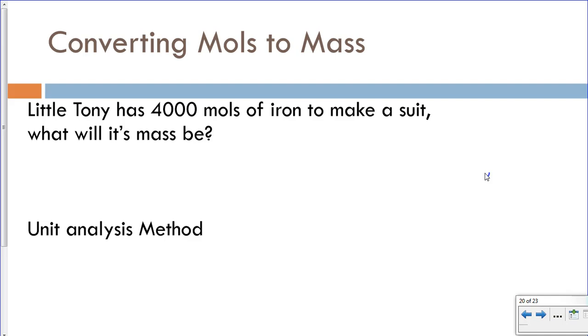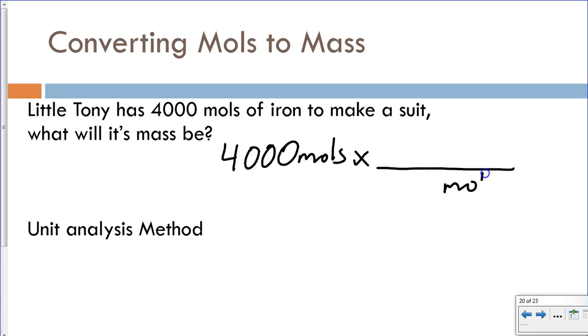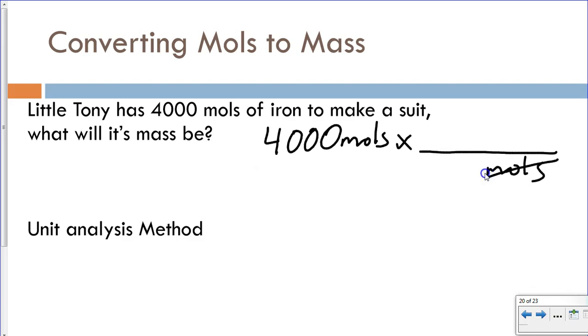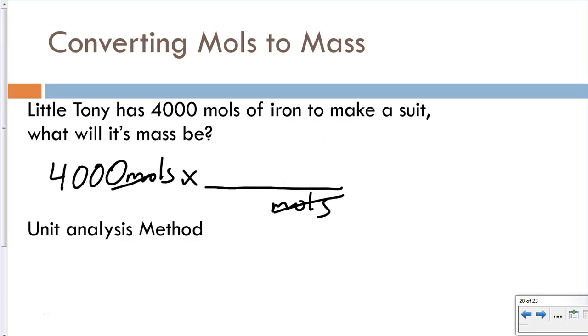How do we start out unit analysis? Guys, we start with what we know. We have 4,000 moles. I'm going to multiply that by moles on the bottom, because I don't want moles. The question has asked me what the mass is. So now I can cross moles out. I can put mass on top. But this is only going to work if I have a conversion between moles and mass of Fe, iron.